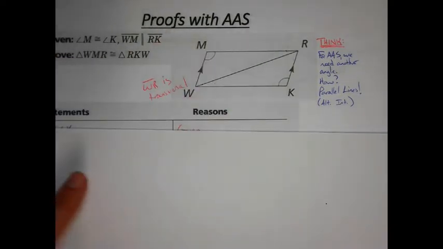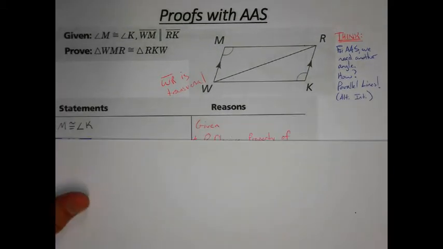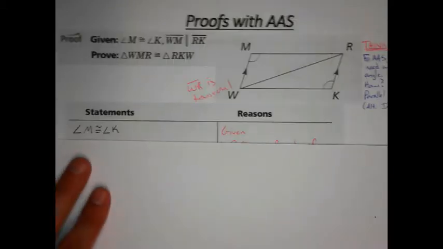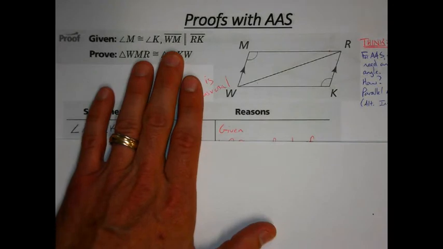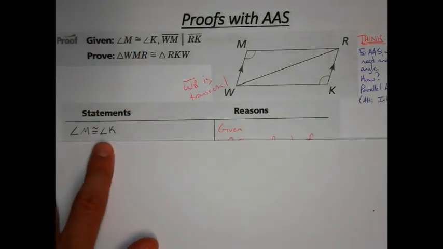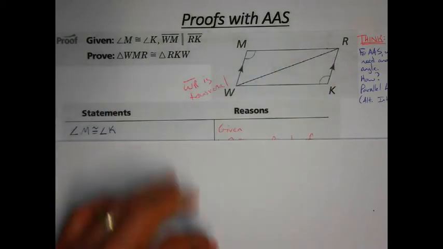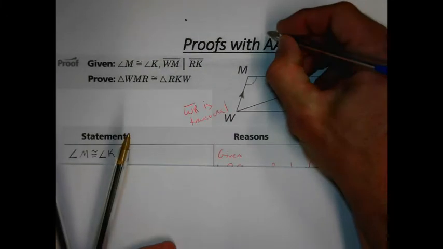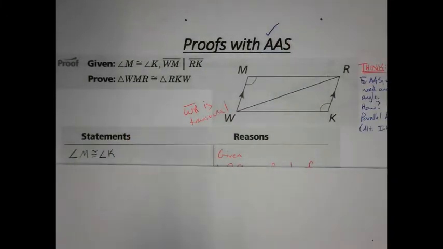Okay, so anyway, let's move on. Let's get this bad boy started. So first things first, I'm not going to throw both givens down. I'm going to go ahead and start with the first given. Angle M is congruent to angle K. That is given. That establishes our first angle. Okay, so angle, check. We got that first angle.